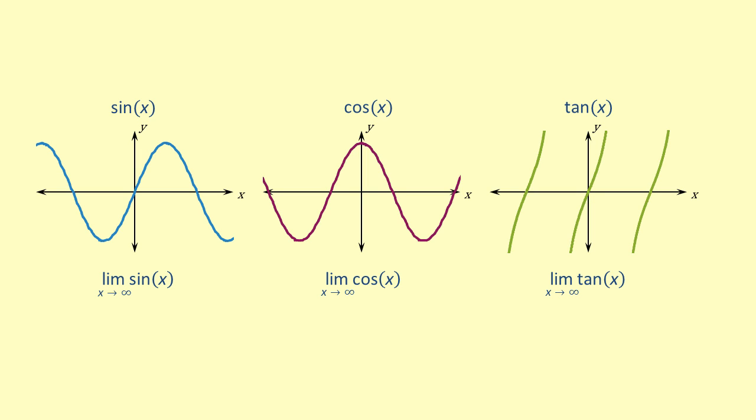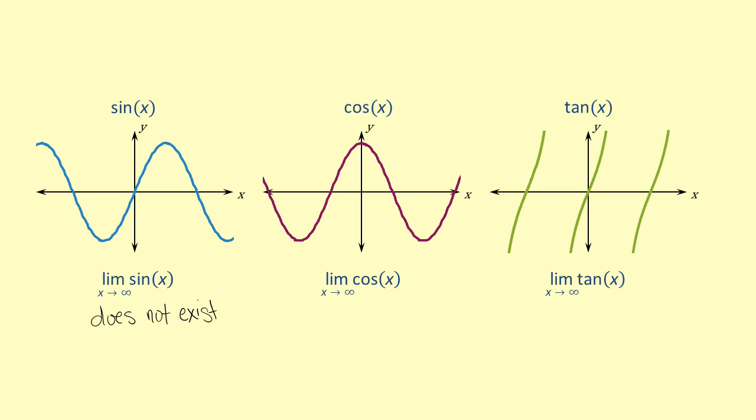Let's look at limits of trigonometric functions at infinity. Here you can see the graphs of the sine, cosine, and tangent functions. First, we'll consider the sine function. The sine function oscillates between -1 and 1. Since it oscillates, it never converges on a number. Thus, the limit of sine x as x approaches infinity does not exist.